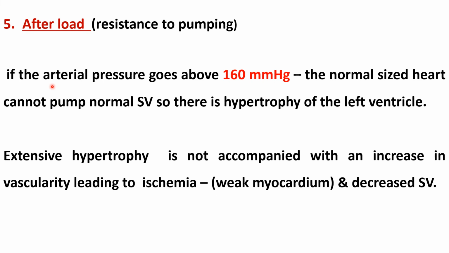So here we are with the afterload. If the person is having high blood pressure, that is if the arterial pressure that you record is above 160 millimeter of mercury systolic, then the normal sized heart cannot pump normal stroke volume into that blood vessel, into the aorta. So the heart is increased in size. If your BP is continuously above 160, then the heart will continuously keep making the effort to give the stroke volume, so its size will become bigger.